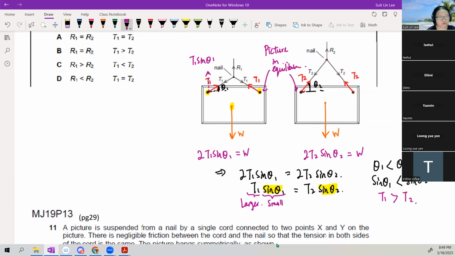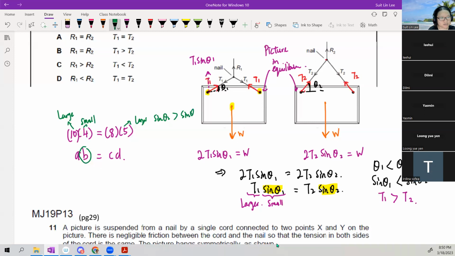So you can actually tell from the equation, because AB is equal to CD. You can also try numbers if you don't have a good instinct for equation. So 10 times 4 is equal to 8 times 5. Okay, so what happens when, let's say, B is small? Then this one will be larger. Small and large multiply will be the same. And then after that, what happens when this one is larger? Because sine theta 2 is bigger than sine theta 1.